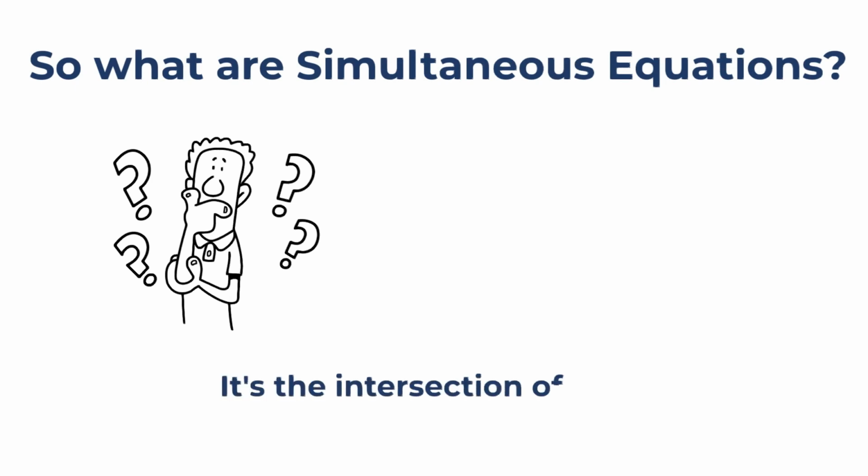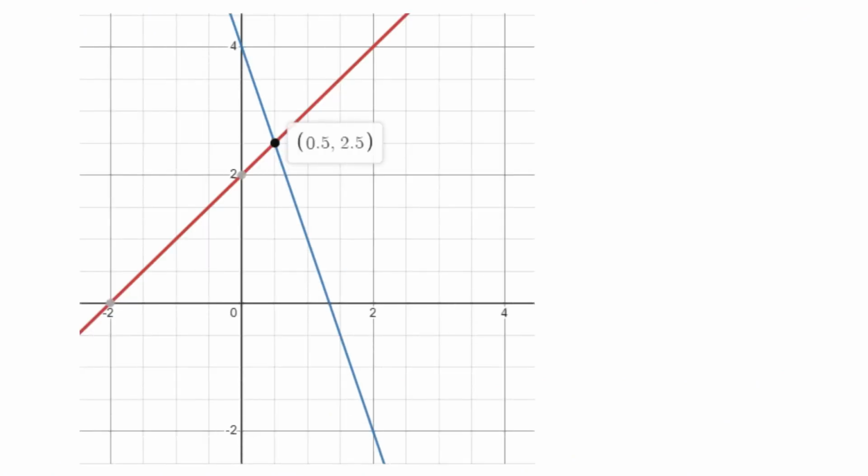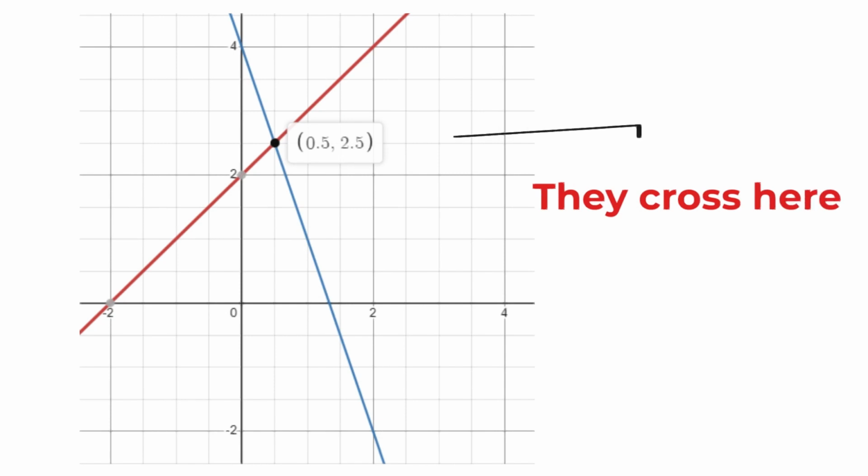So what are simultaneous equations exactly? Well, put simply, it's the intersection of two straight lines. That's right, two linear equations which are intersecting, and they usually intersect at a point xy. And as you can see on the graph here, these two lines intersect at 0.5 and 2.5. So there's an x component and a y component.